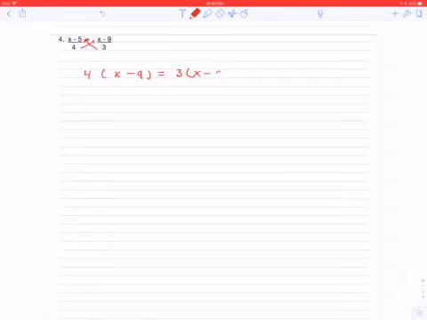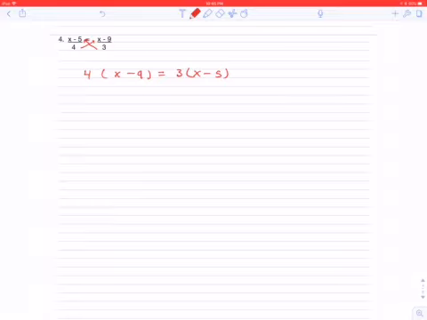Now, if I have a fraction equal to a fraction, we can call that a proportion. Well, there's a shortcut we can take. Rather than finding the least common multiple and multiplying each side by that least common multiple, I can just cross multiply. So what I'll get is 4 times the quantity x minus 9 equals 3 times the quantity x minus 5.